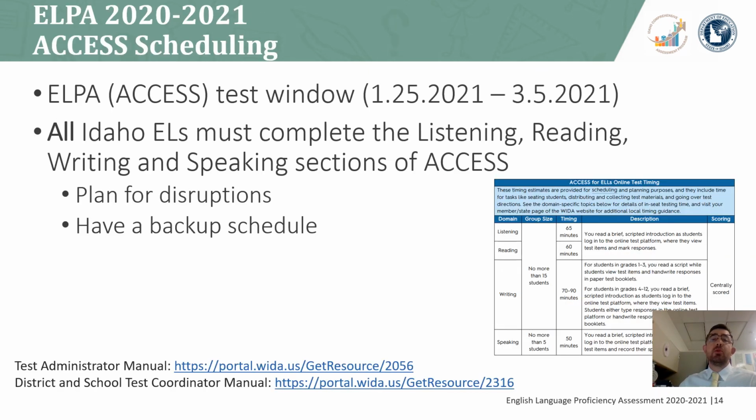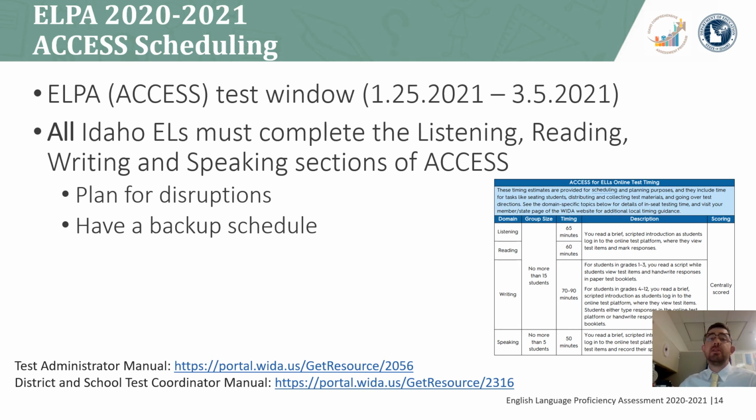Scheduling is very important when preparing for the Access. The test window will open on January 25th, 2021 and end on March 5th, 2021. This means that districts have 6 weeks to test all their English learners in the 4 language domains of reading, writing, listening, and speaking. Coordinators are encouraged to review the specific scheduling guidance in the Test Administrator's Manual and District and School Test Coordinator Manual.